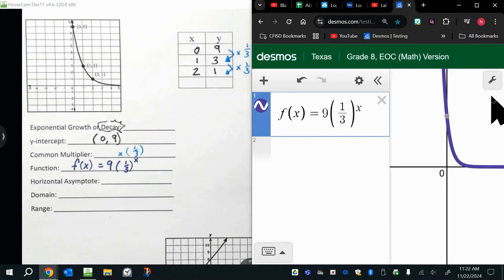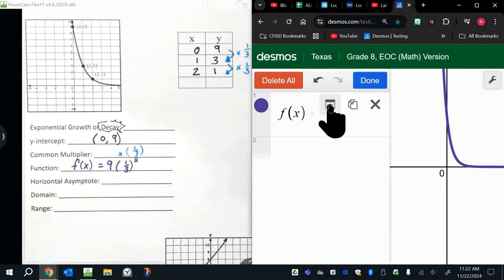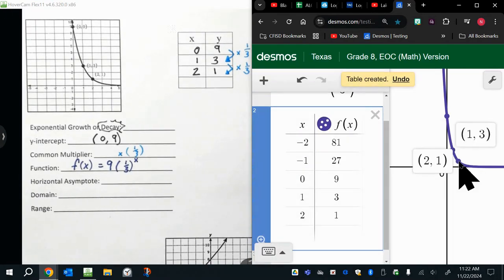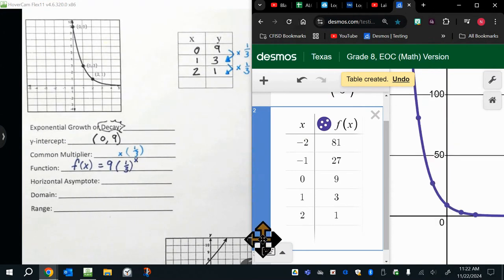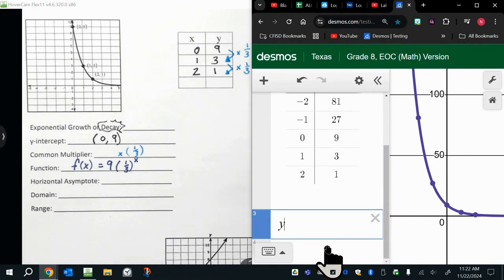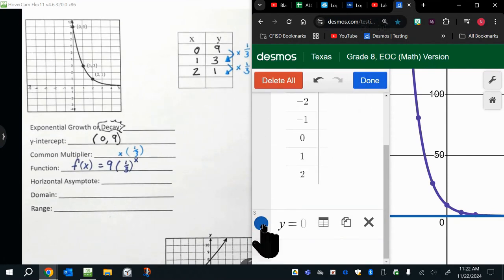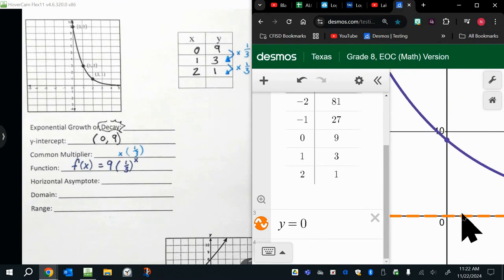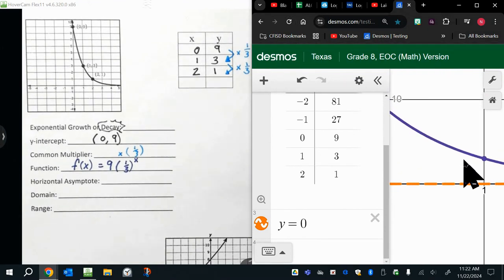And I'm going to hit home. There's my graph. There's (0, 9). If I turn it to a table, it will produce more of those points. If I hit the magnifying glass, it'll focus in on the points that are on the table. Is my asymptote still at y equals 0? Yes, it is. It's always there. It doesn't change. It will always be at 0 for us in Algebra 1. Okay, so my asymptote is y equals 0.